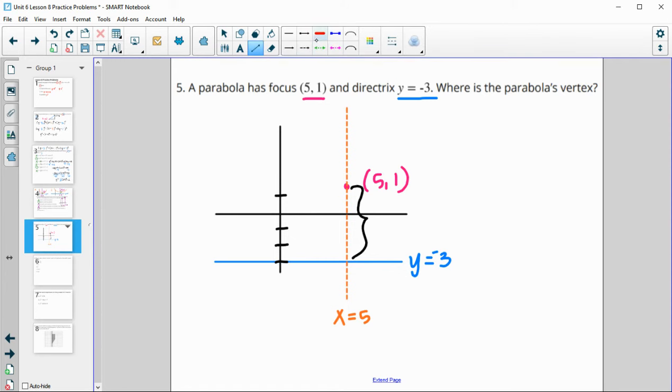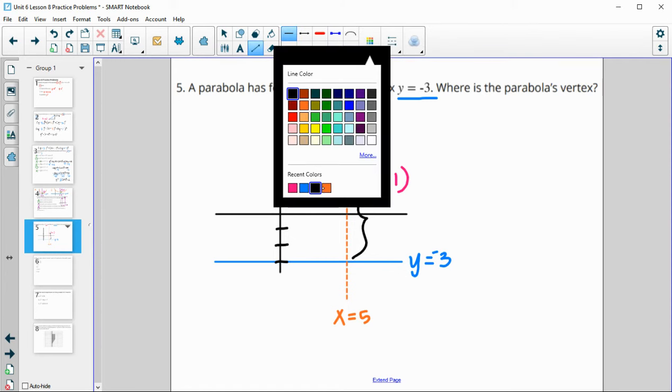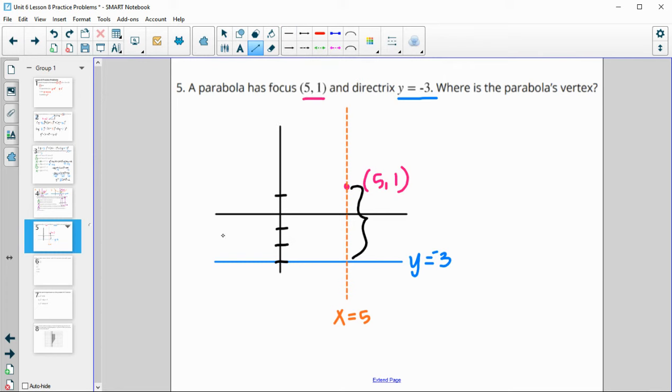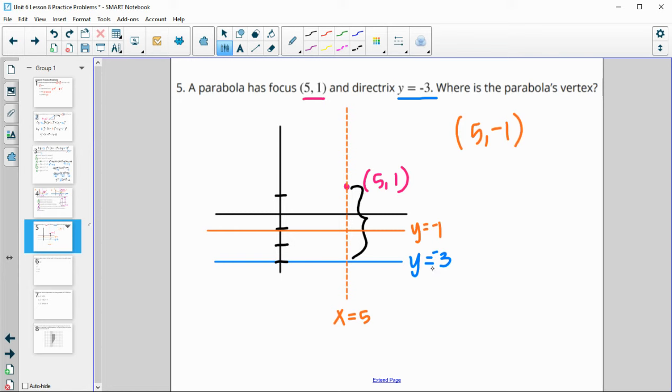So then the direct middle between these would be at -1. So you could do it that way, and that would give you the vertex. So this is y equals -1. This would give you the vertex of 5, -1.